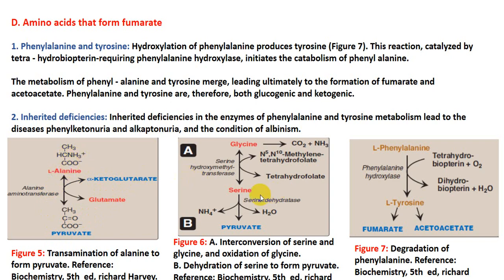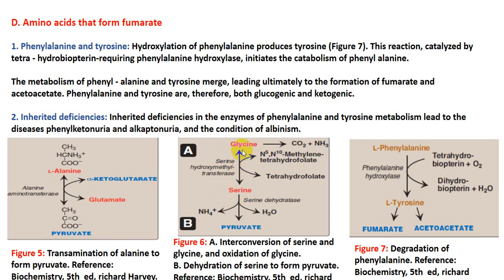The second one is serine. Serine is converted to glycine by transfer of a methylene group from serine to tetrahydrofolate to form glycine. Serine is a glucogenic and non-essential amino acid.